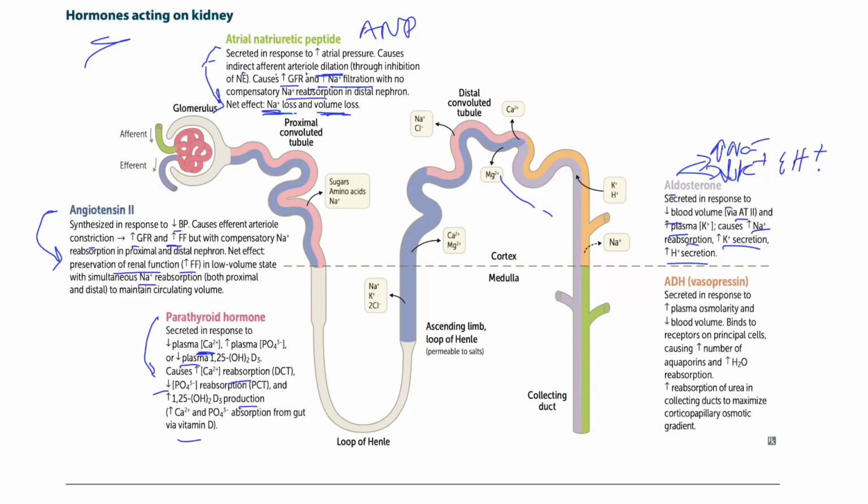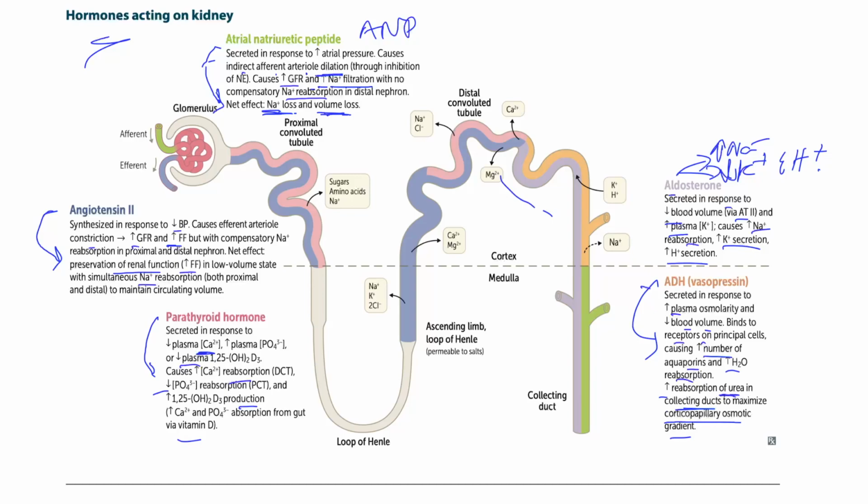Okay. For ADH, it is secreted in response to increase in plasma osmolality and decrease in blood volume, and binds to receptors on the principal cells, causing increase in number of aquaporins and increase in water reabsorption. It also increases reabsorption of urea in collecting ducts to maximize the corticopapillary osmotic gradient.